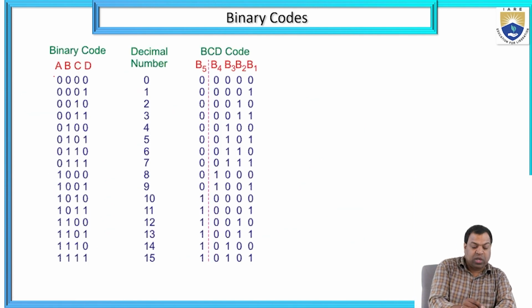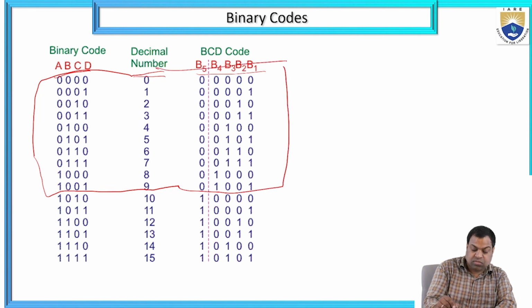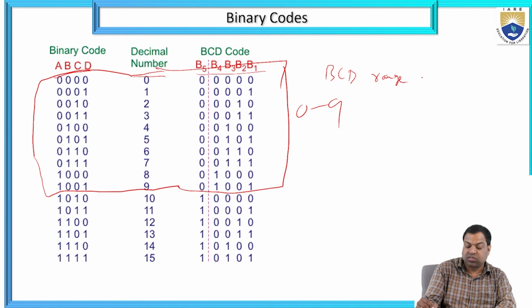So the binary code and the BCD code, here the decimal numbers are from 0 to 9: 0000, 0001, up to 0111. After 0111, what do we get? 1000, 1001. So after 10, what do we have to do? The BCD range is from 0 to 9.